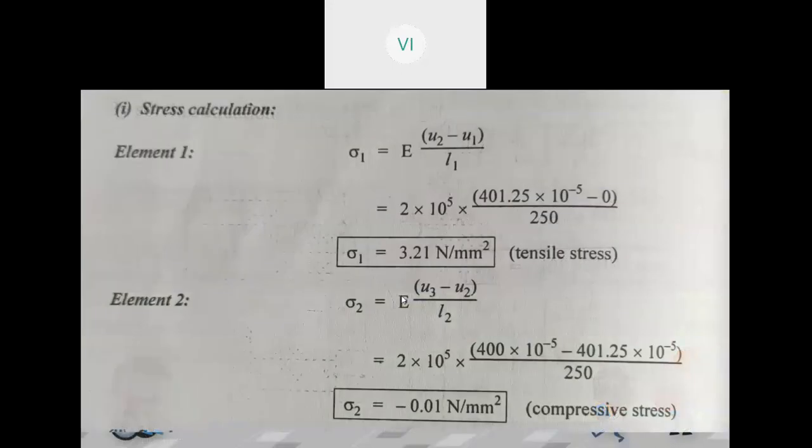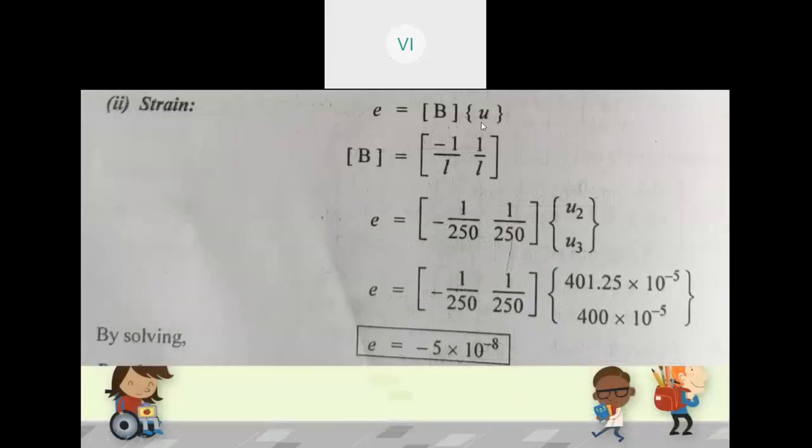Then the sigma value may also be asked, so you find out stress and strain. The stress formula you know is E into U2 minus U1 by L1. Just substitute the values and find out sigma 1 and sigma 2. Don't forget that whenever you get the answer for sigma as minus, you write down compressive stress. If it is plus, no issue, just leave it as it is. For the strain, we know epsilon is equal to B into U, where B is equal to minus 1 by L, 1 by L. Just substitute and get the answer. That is the answer for this question. It is a simple question we discussed.